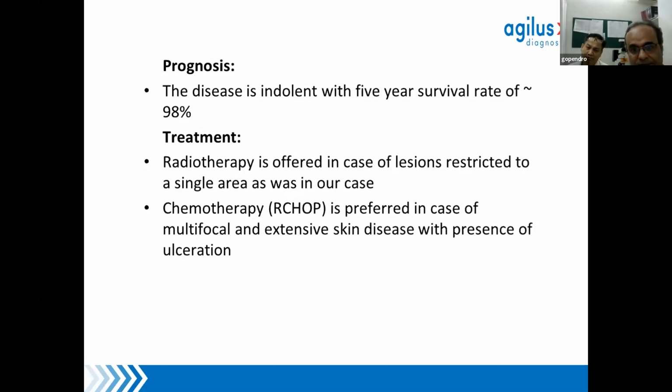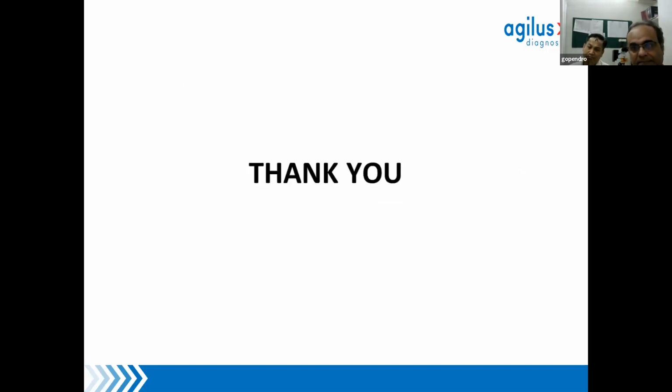Treatment-wise, radiotherapy is offered in case of lesions which are restricted to a single area, as was in our case. And rightly so, radiotherapy was offered to the patient, and as feedback from the medical oncologist, the patient is now doing well. There are no extracutaneous manifestations and no constitutional symptoms. But sometimes they offer an R-CHOP. That is whenever there is a multifocal involvement of the lesion where there is extensive skin disease or there is ulceration, which was absent in our case. Thank you.